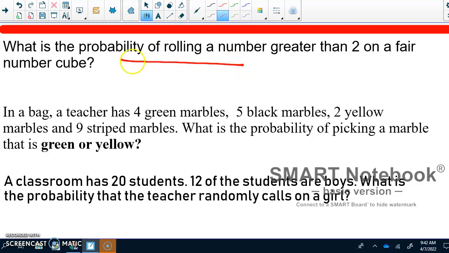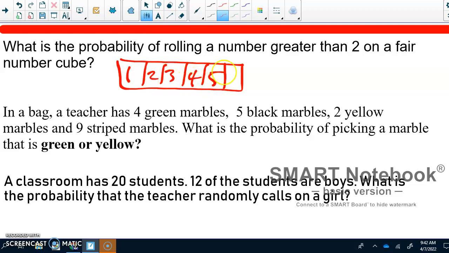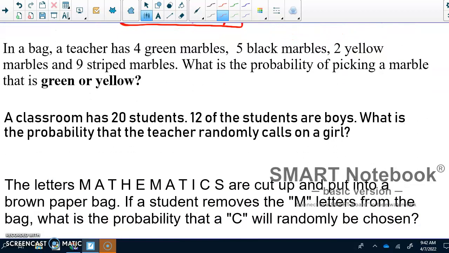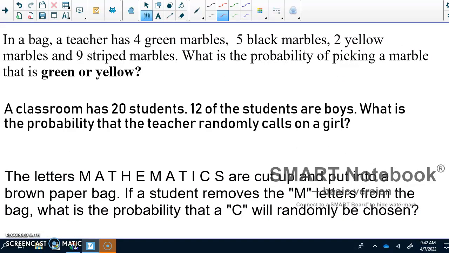Now, the first thing you should have done was actually drawn the figure. So we can see that we have 4 numbers that are greater than 2. So that gives me an answer of 4 over 6, or the probability of a number greater than 2 is going to be 2/3. All right, take a look at the next one.